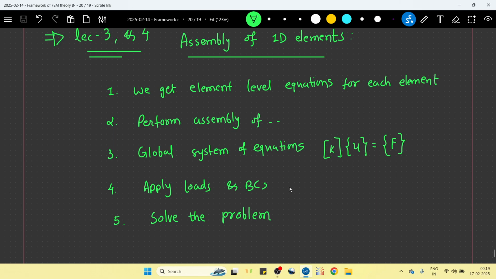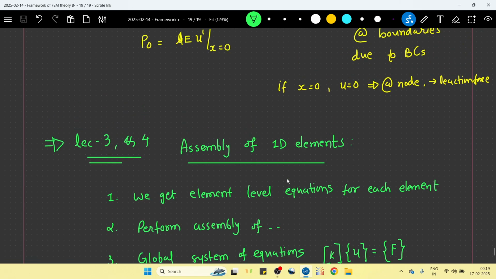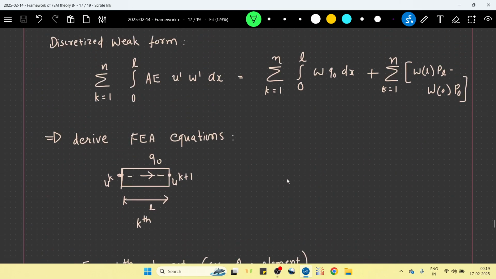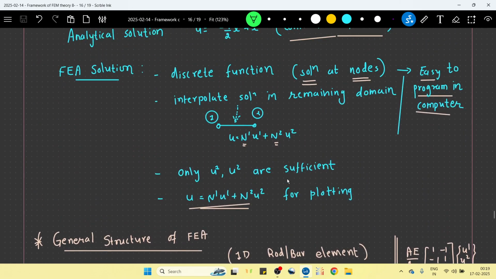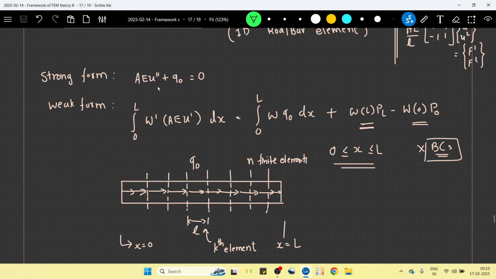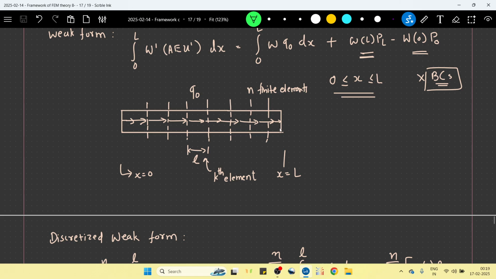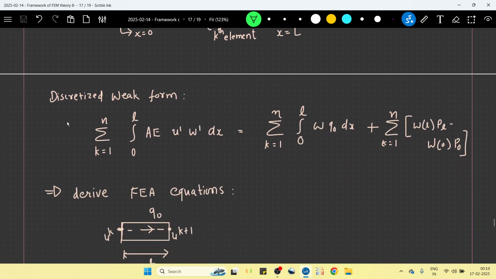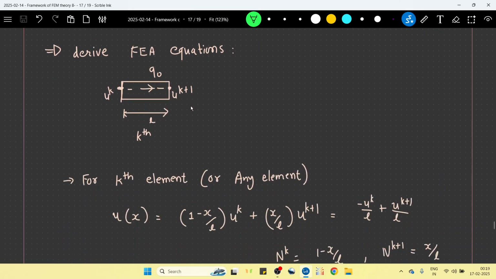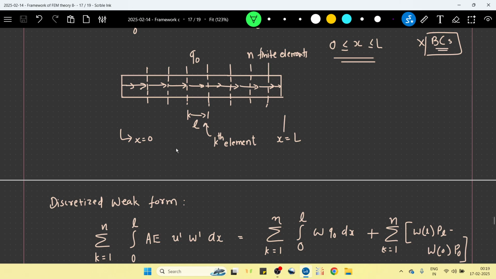So this is the end of the video. I will quickly summarize it. We wanted to find the general structure of FEA for 1D bar element. We started with strong form, then we saw weak form. We discretized the domain into n number of finite elements. We wrote the discretized weak form. Now we took a particular kth element.